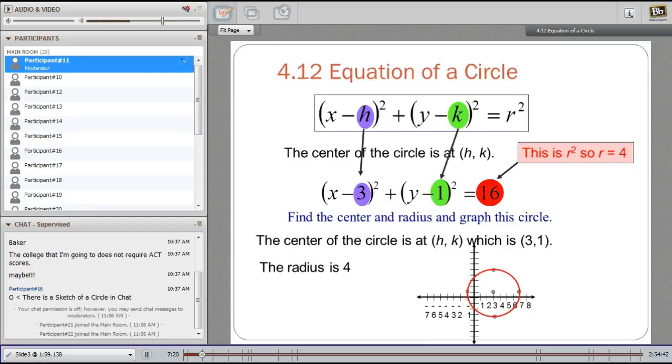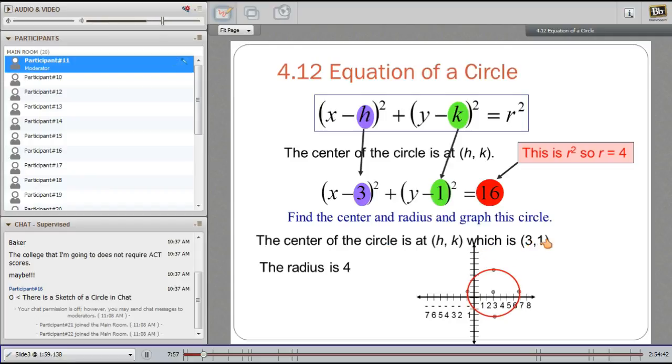All right. So again, just reiterating the equation of a circle. Like we already talked about, the center of the circle is at H and K. So if we take a look at this equation right here, you'll notice now we have values filled in for H, K, and R. If the directions had said find the center and radius and graph this circle, we could do that based off of this equation right here. The center of the circle would be at H, K, which is 3, 1.